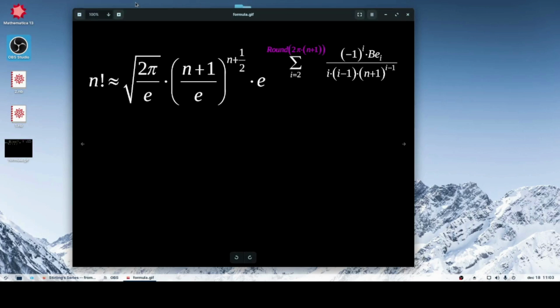Hi and welcome. I will talk about this formula. This seems to be the best approximation for the factorial numbers. I will try to convince myself that it's true.